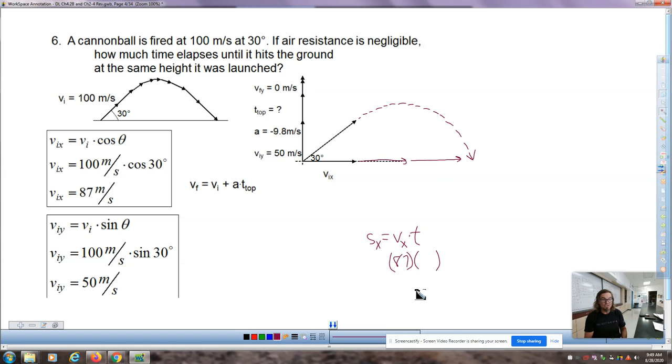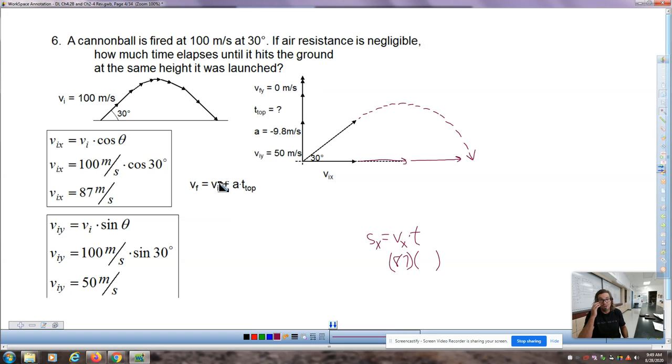So all I need to know is what is the time. Okay, so now how do I figure out the time? Well, now we're going to look at the vertical direction instead. In the vertical direction, at the speed of 50, we can figure out how much time it takes to get to the top of its path and then double that to get the time to get back down.